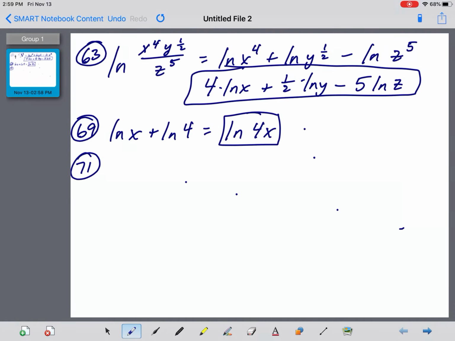All right, 71. It's a subtraction one. So it's log base 4 of z. Whoops, that should be base 4.